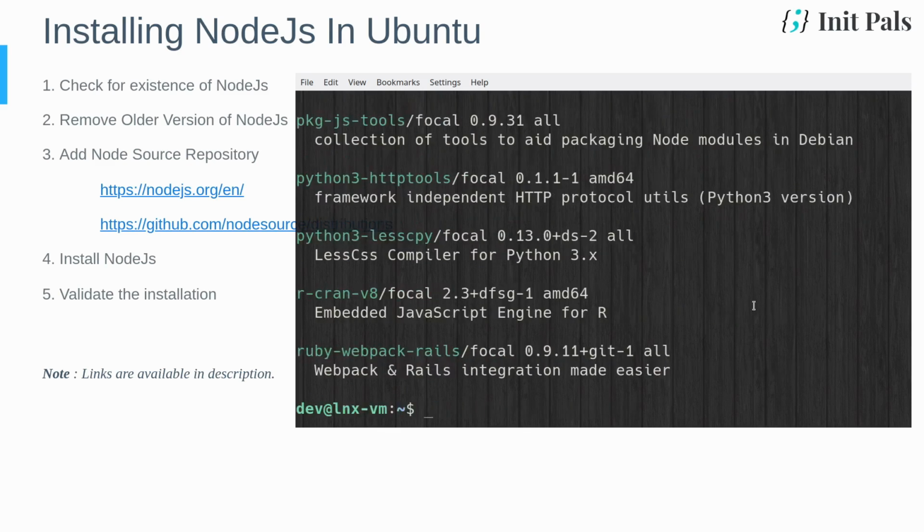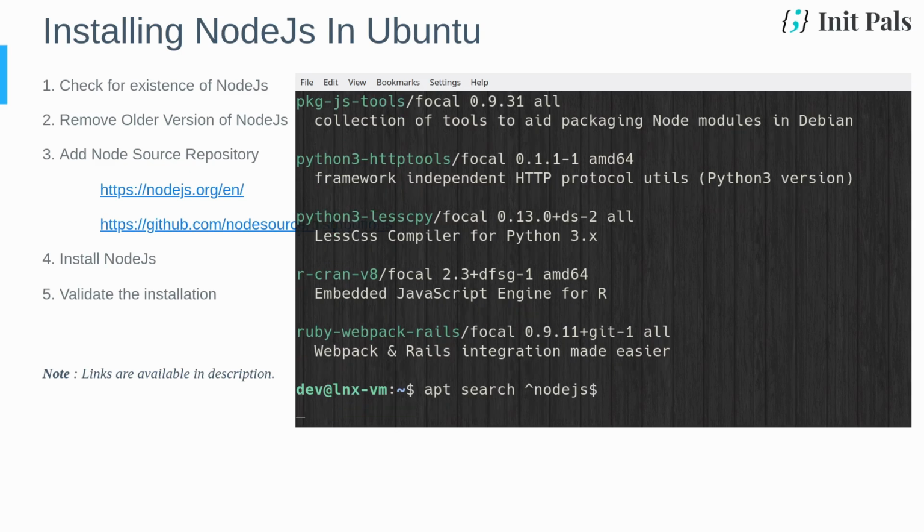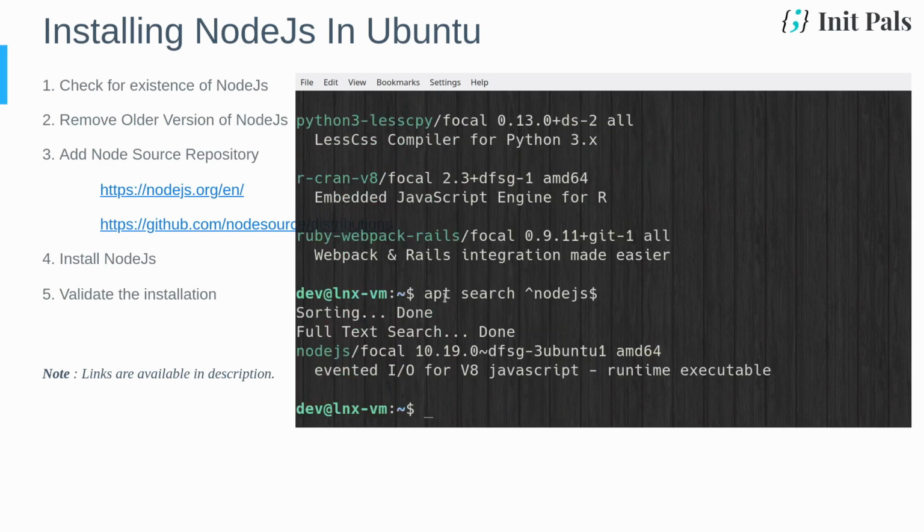So to find the exact match, just make a small change to the command. Just add the caret symbol in front and the dollar in the end. This should give the exact match. Okay, so here it is. It is pointing to the default Ubuntu repo and the version number is 10.19.0, which is a very old version of Node.js.